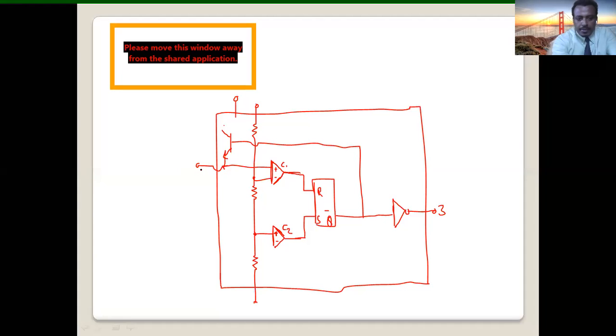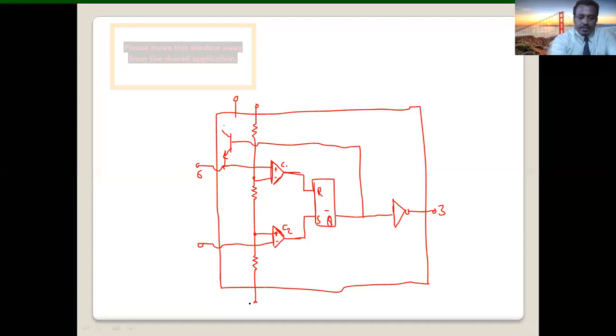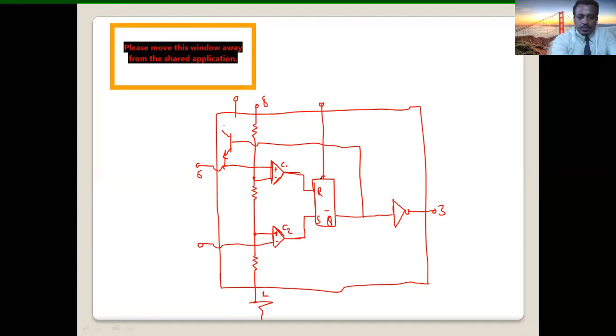This is pin number 6. This pin number 2. This is ground, pin number 1. This is pin number 8 and pin number 4. Okay, this is to reset. Now this one capacitor is pin number 7. This is our 555 timer.